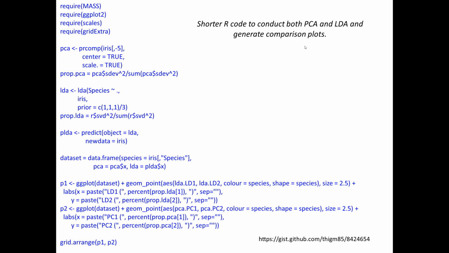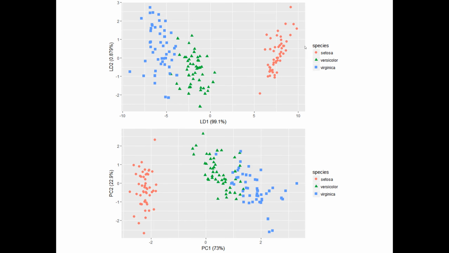This slide has a shorter version of the R code for both PCA and for the LDA, as well as generating comparison plots. And here are the plots. You can see the reference at the bottom from GitHub. Here are the plots, and it's really interesting to me.